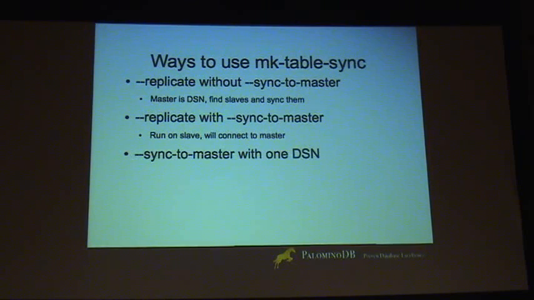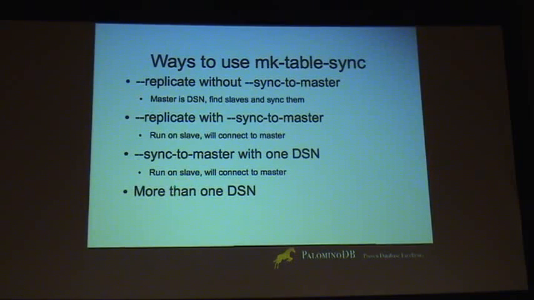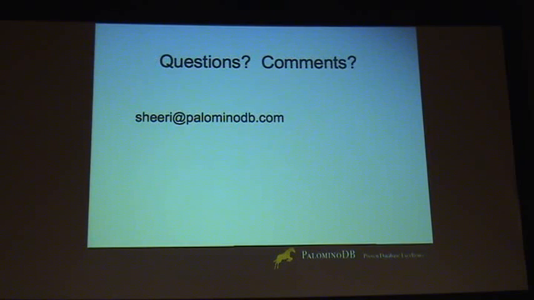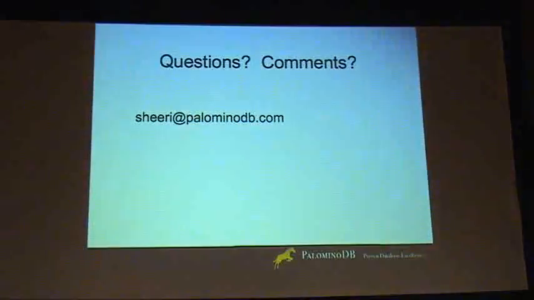You can also, if you don't put the --replicate flag, sync to master with one DSN, like we had one DSN there, and that says to run on the slave, and it will connect to the master, just like the last one, and sync it there. If you have more than one DSN, so you don't have --sync-to-master, you don't have --replicate, but you do have more than one DSN, it assumes the first DSN is the master, and the rest are the slaves. So if you wanted to, you could say, okay, sync this one to 10 different slaves, and you would have 11 DSNs.